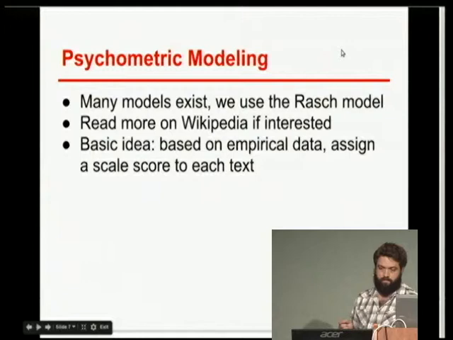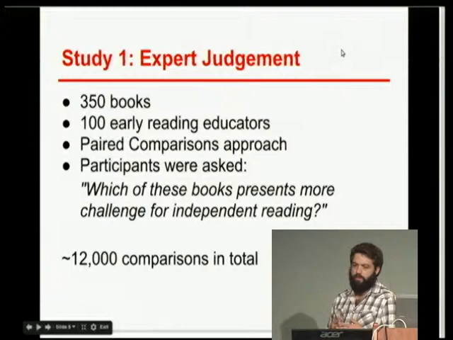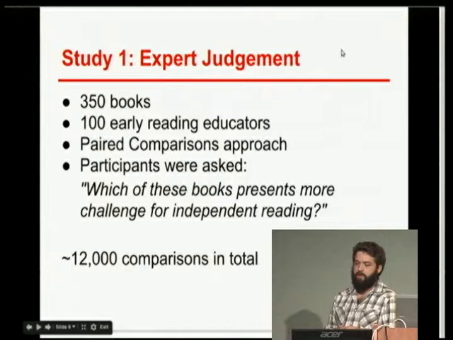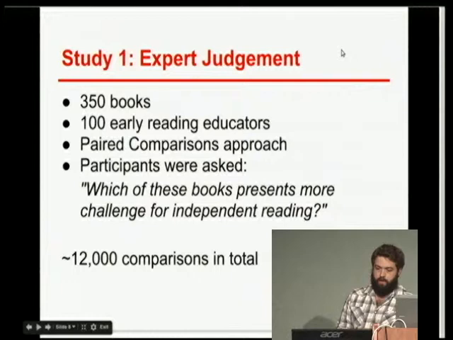So the first study is the expert judgment study. We used all 350 of our books. Got 100 early reading educators, and we did this pair comparison approach where they look at two books on the screen at the same time, and they're asked this question: which of these books presents more challenge for independent reading? They'd say this one, that one, this one, that one. Did 12,000 comparisons in total. We're able to use the Rasch model to analyze all that data and assign an interval scale score to each book in our study.